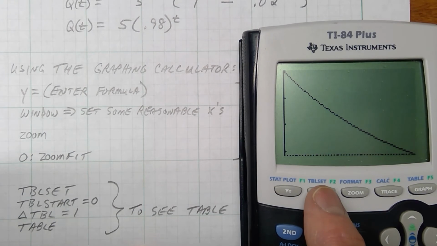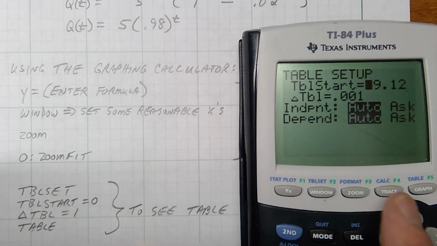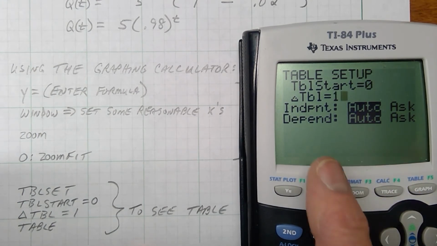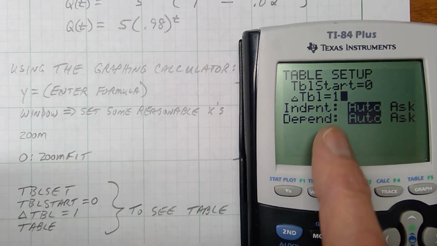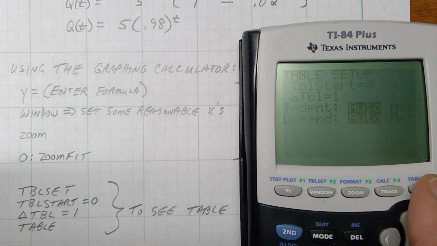So you might want to go to table setup, and let's just start at 0 for now and go by ones. So let's start at 0 and go up by ones. Delta means how big a step do you want to take. I want to go up by ones. And now let's go look at that table.